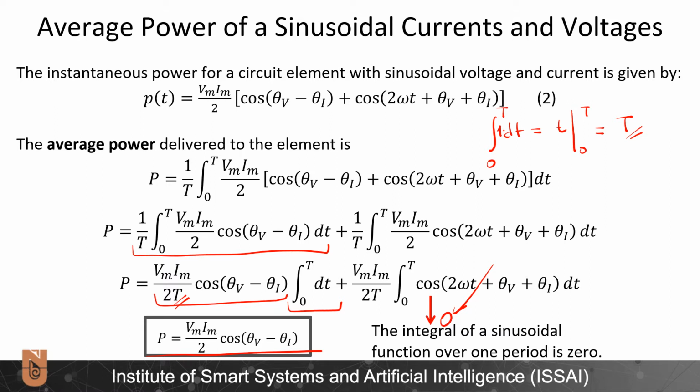This is very interesting. Basically, the average power does not depend on time. The average power does not depend on the period.